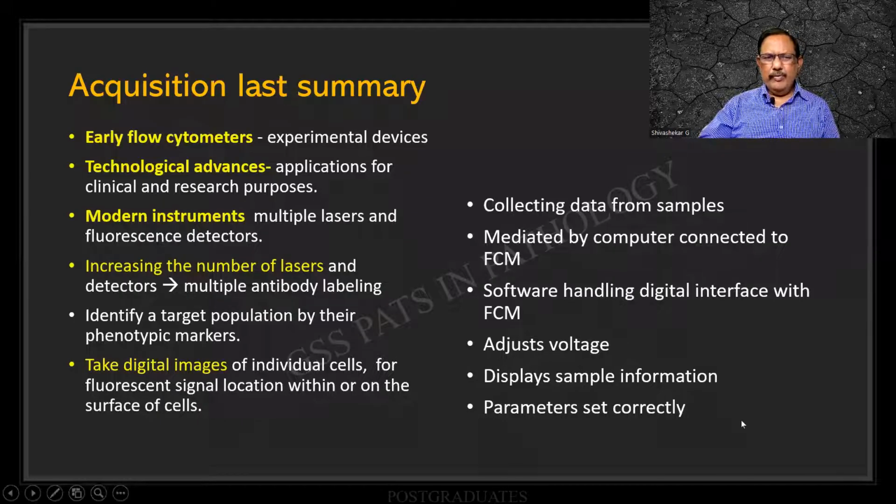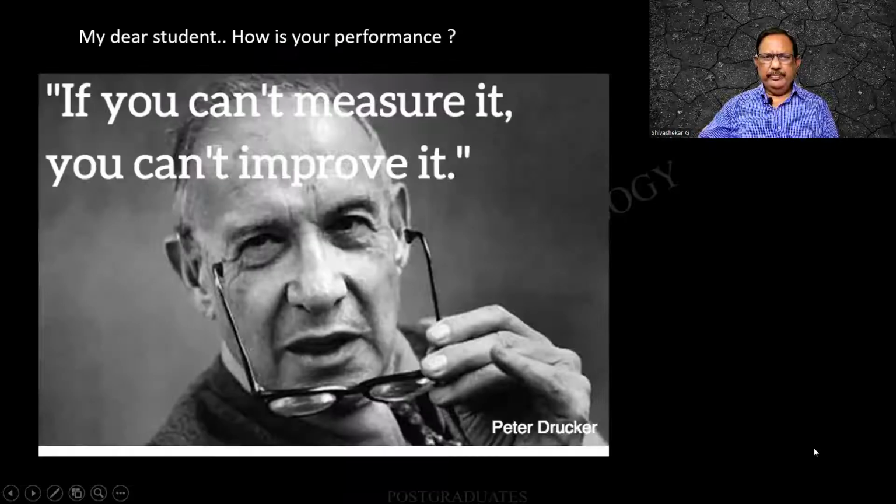So this is a summary of it. I would like you people to kindly go through it. There are earlier versions, there is a technical advance, there are modern instruments, there is an increase in the number of lasers, the detectors, etc. And they can target particular populations of cells, take digital images. And the data is obtained from the samples and mediated by means of the computer. The software is meant for imaging and for the adjustment of the voltage, etc. All the parameters are fed correctly. So this is one beautiful one, again a recollection.